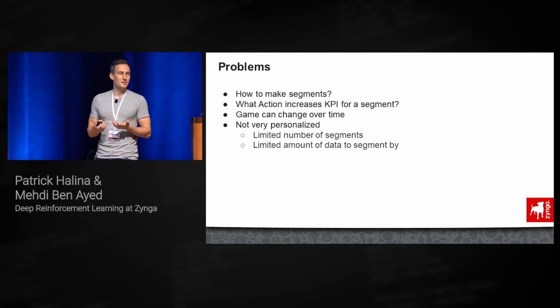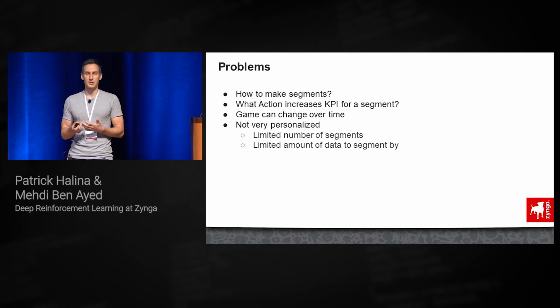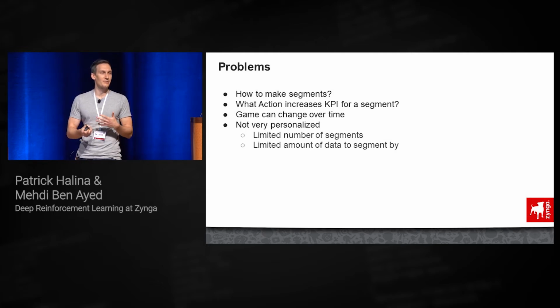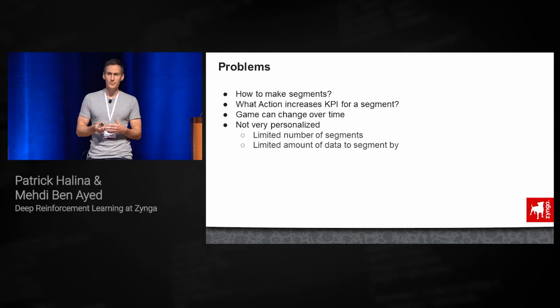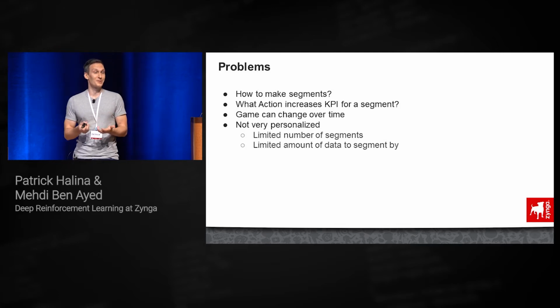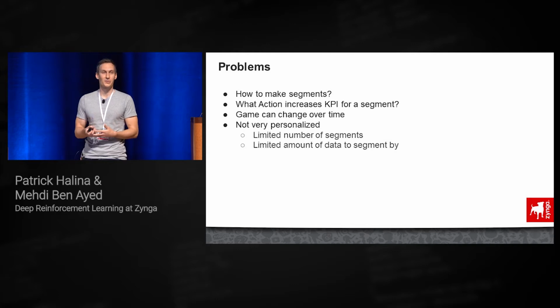But while we have had a lot of success with this, there's also some problems and some limitations with this. So it's not very obvious how do you make your segments. Some applications or some variables maybe have more human intuition than others. But once you do have your segments, it's also a bit difficult to know what action is actually going to increase the KPI you're measuring. So this is something where you have to manually tweak and test and run A/B tests for a while to figure it out. But not only that, once you've gone through all that trouble, you have your segments and you have your actions, the game or the player behaviors can change. And then you kind of have to go through this process all over.